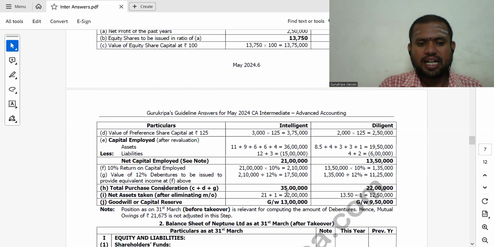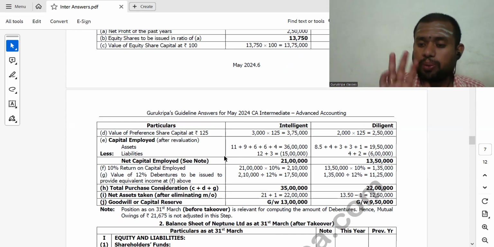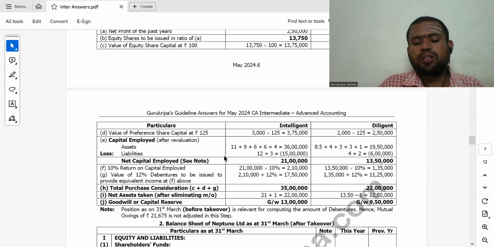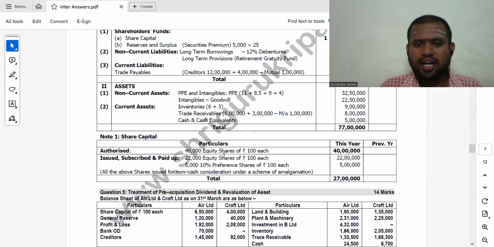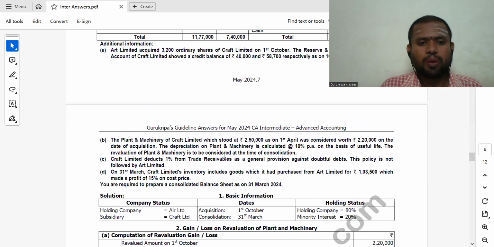So this is already there. Here you have to take the revalued figure, but you should not eliminate the mutual owings for computing purchase consideration. After computing purchase consideration, for computing goodwill or capital reserve, you have to eliminate the mutual owings. That is the special adjustment. This concept is already there, so we have to apply it here.